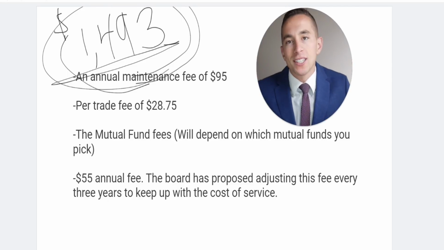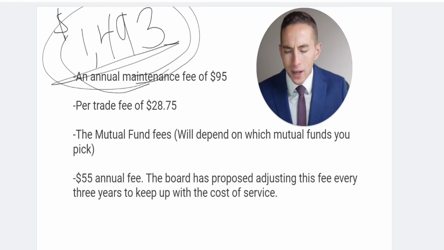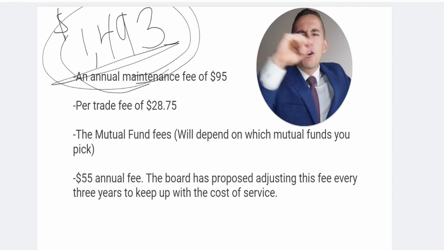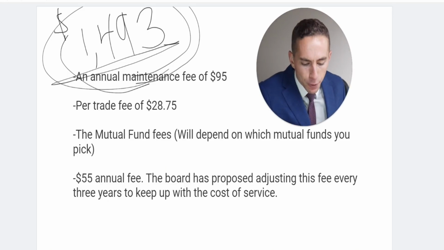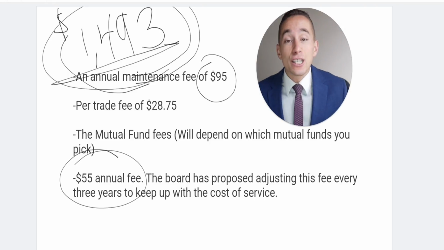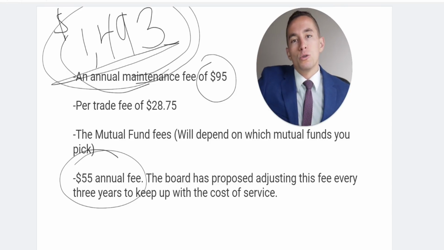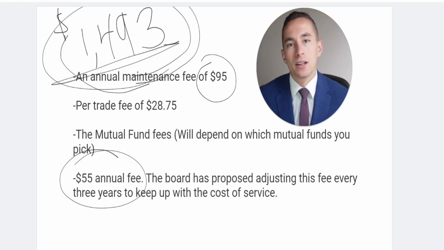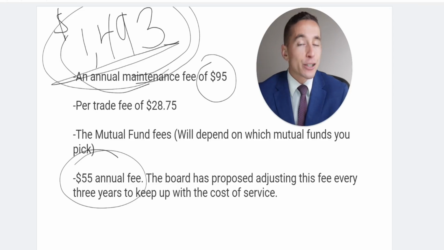Now, one big question that we have to answer is, what if I don't want to use the mutual fund window? Now that we've talked about the fees being high, maybe I don't want to use it. Do I have to pay any of these fees, whether it's the maintenance fee, the annual fee, any of these fees, if I don't use the mutual fund window? If I don't touch it, do any of these apply to you? And the answer is, well, it doesn't look like it.